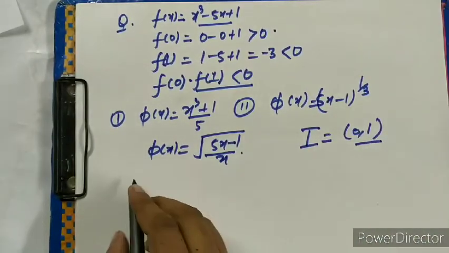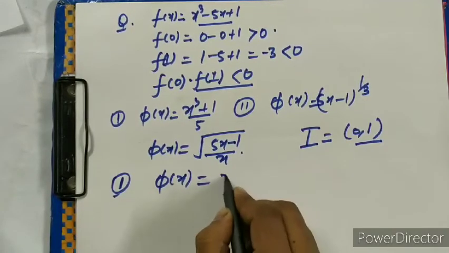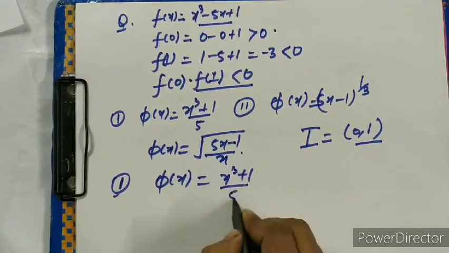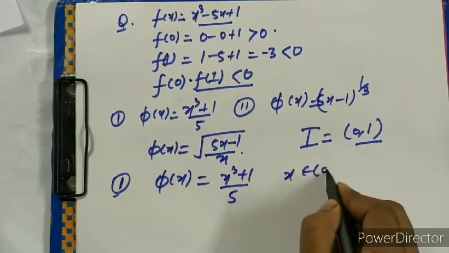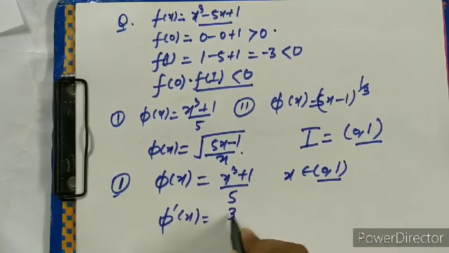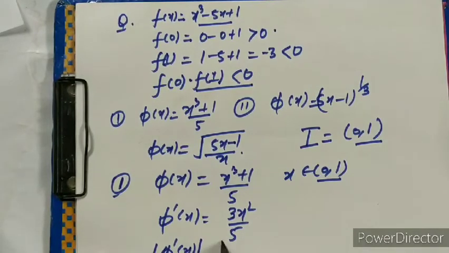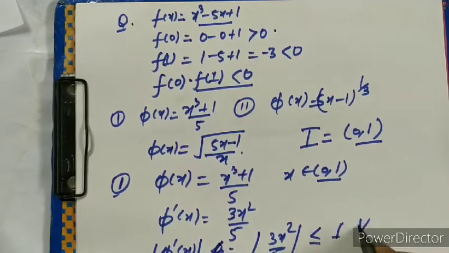In the first case, phi of x is equal to x cube plus 1 divided by 5, x belongs to [0, 1]. Then phi dash of x, what we get? 3x square upon 5. Then modulus value of this is equal to modulus value of 3x square upon 5, which is less than or equal to 1 for all x belonging to [0, 1].